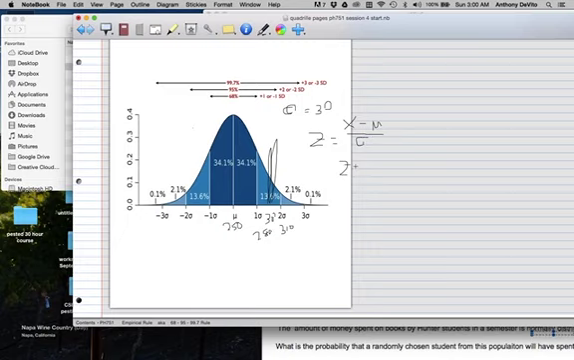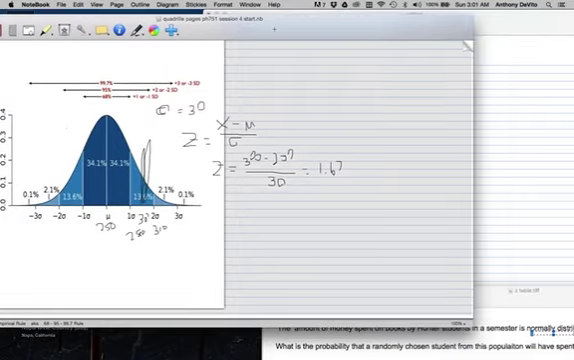So z is going to be equal to, in this case, 300 minus 250 over 30. That's 50 over 30, so this is going to be roughly 1.67. I'll round it to the second decimal place. So it's roughly 1.67 standard deviations above the mean. So we want to determine what percentage of the population of Hunter students is going to be above that. Now we have a very interesting tool to do that.